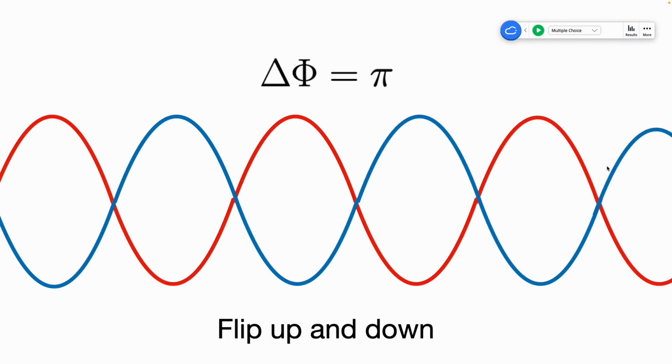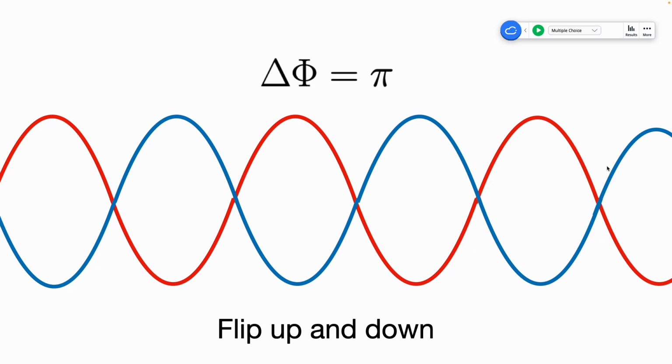And also, when we have a pi phase difference, one of the waves has moved half of the lambda, and you can see that the effect is flipping up and down. It goes opposite. Remember, when you have pi phase difference, it goes opposite. Okay?